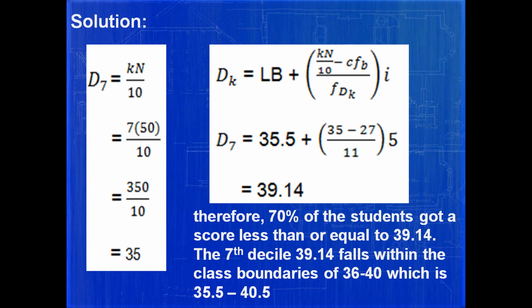The 7th decile is 39.14 that falls within the class boundaries of 36 to 40, which is 35.5 to 40.5.